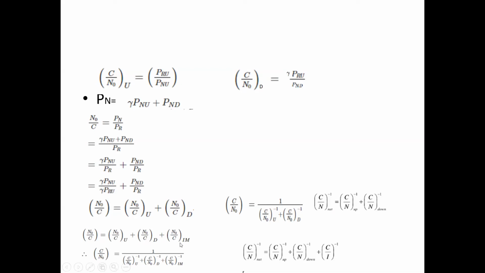When we are doing the calculations, all the values of C by N in dBs have to be converted to normal scale. How do we convert to normal scale? 10 to the power of C by N in dB divided by 10.